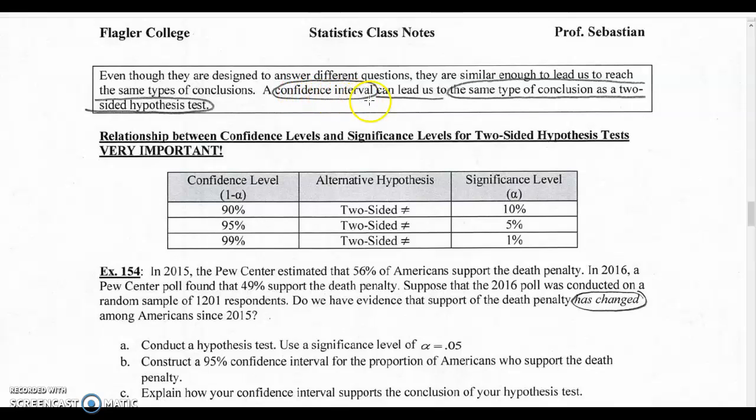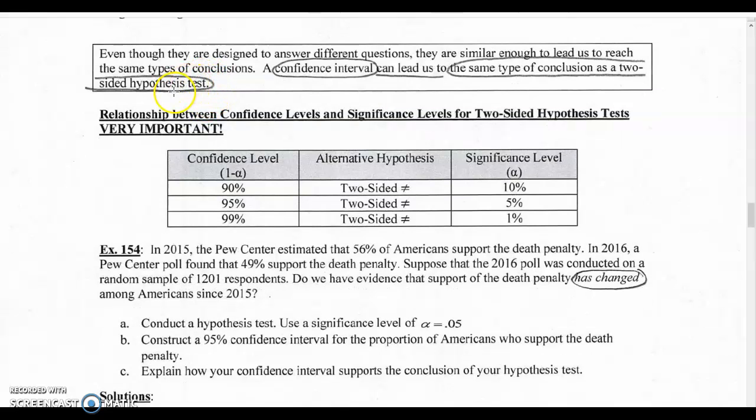A confidence interval can lead us to the same type of conclusion as a two-sided hypothesis test. That's important. So a confidence interval is similar to a two-sided hypothesis test. If we do a one-sided hypothesis test, we really can't quite compare it to a confidence interval unless we make the confidence interval a little bit narrower, which is possible.